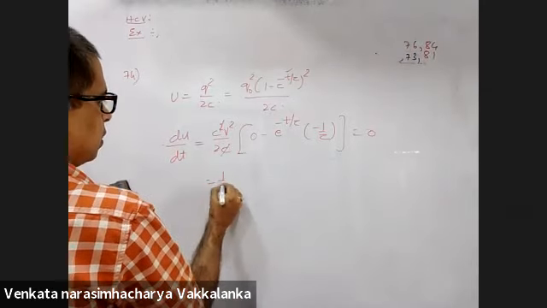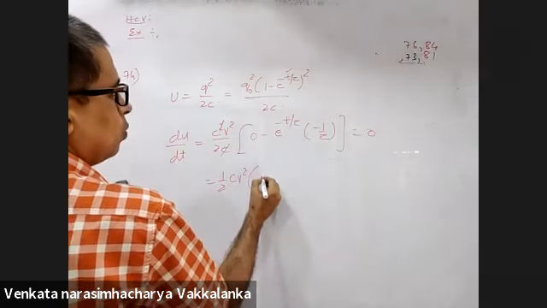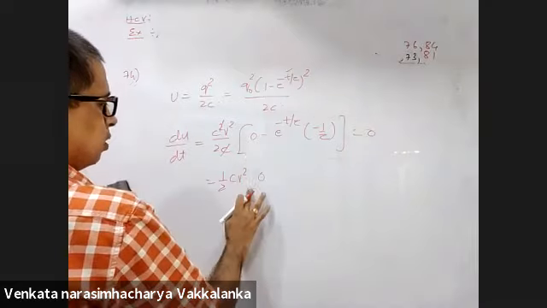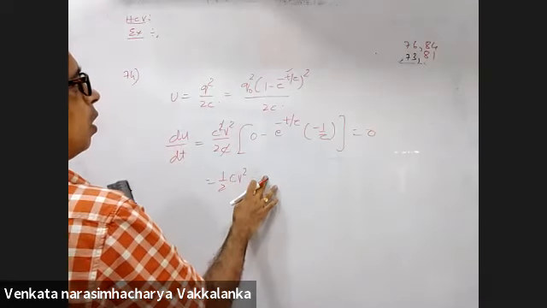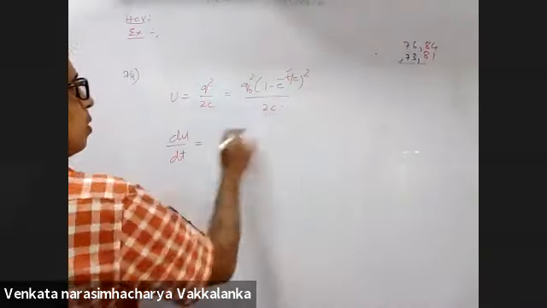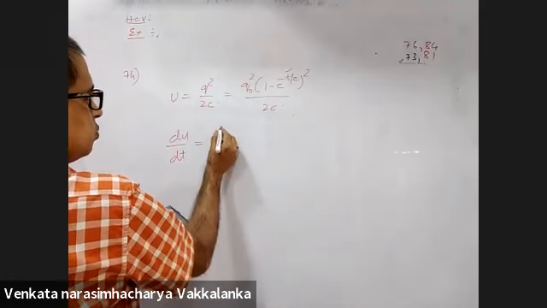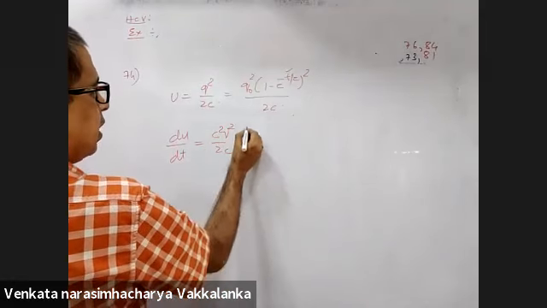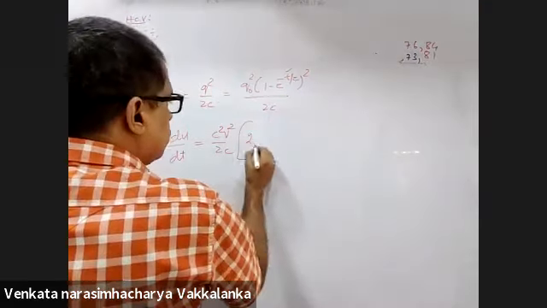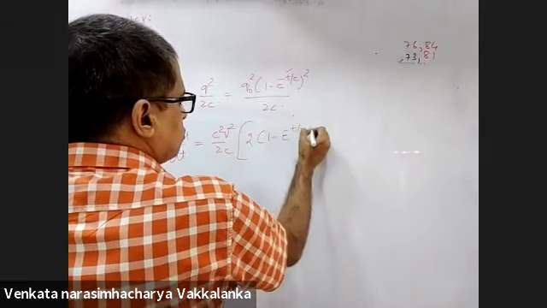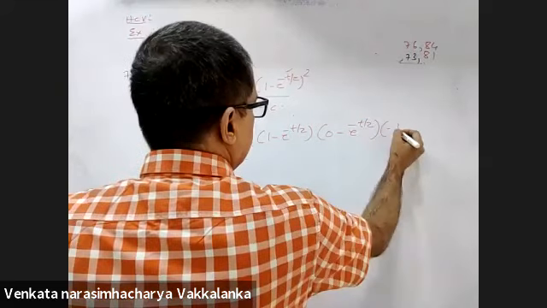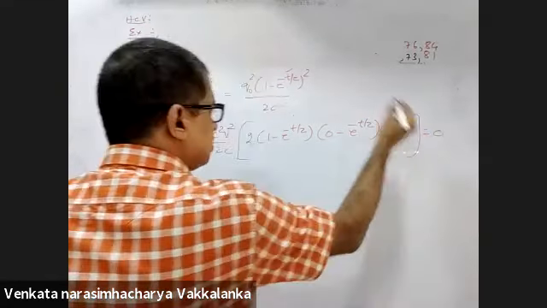Half CV square into... 0 minus 0, take it out. So 2 into that, it was whole squared. Now you'll have to differentiate. This is C square V square by 2C. This is a constant, Q naught, keep it outside. This 2 times 1 minus e to the power minus t by tau into 0 minus e to the power minus t by tau into minus 1 by tau. Is my differentiation correct now?